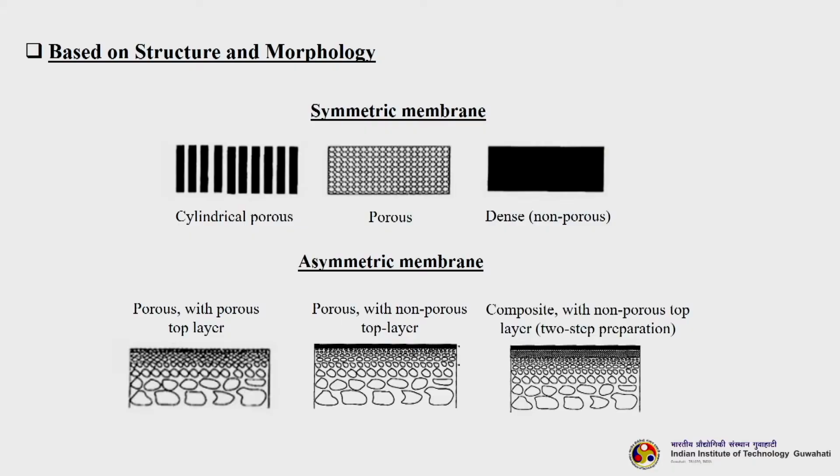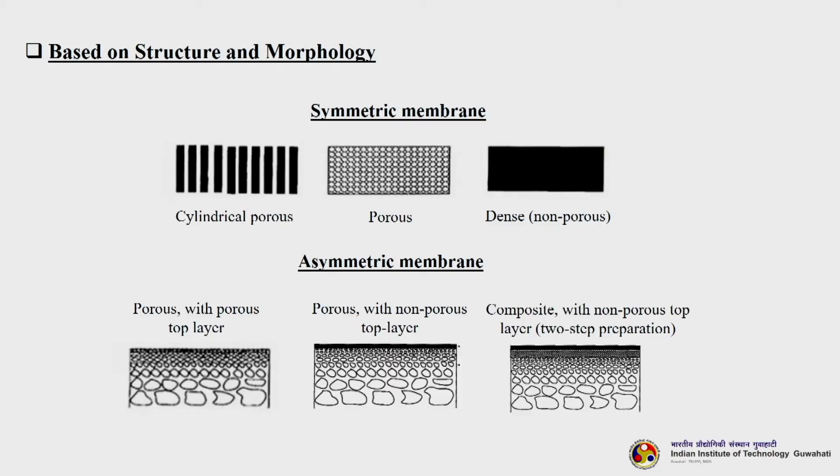So, you can see how it looks, though we have covered this a little in our first class. Symmetric membrane: either we can have cylindrical pores. Usually, as I told you earlier also, cylindrical pores are very difficult to achieve; only the zeolite membranes have cylindrical pores. So, most of the membranes will have different types of pore sizes and shapes. And we can have a dense or non-porous membrane also.